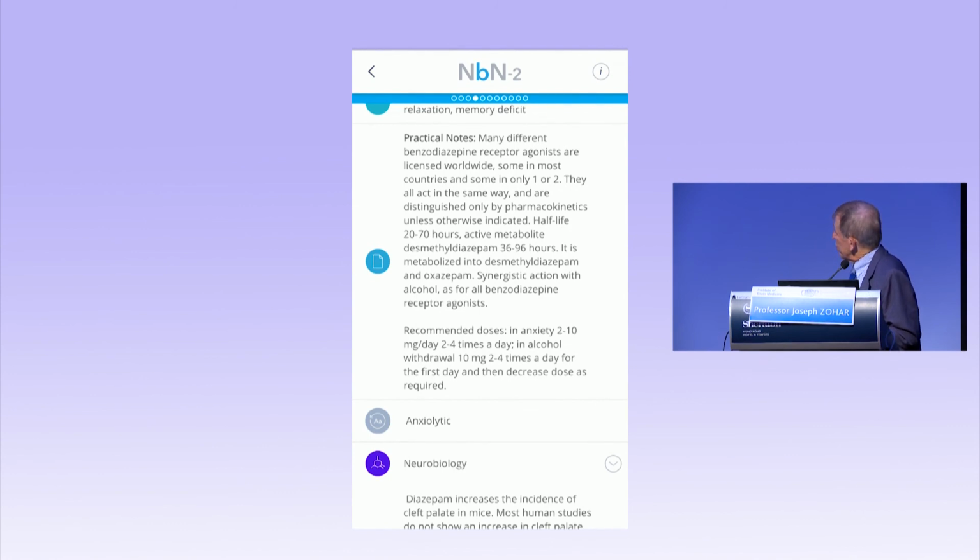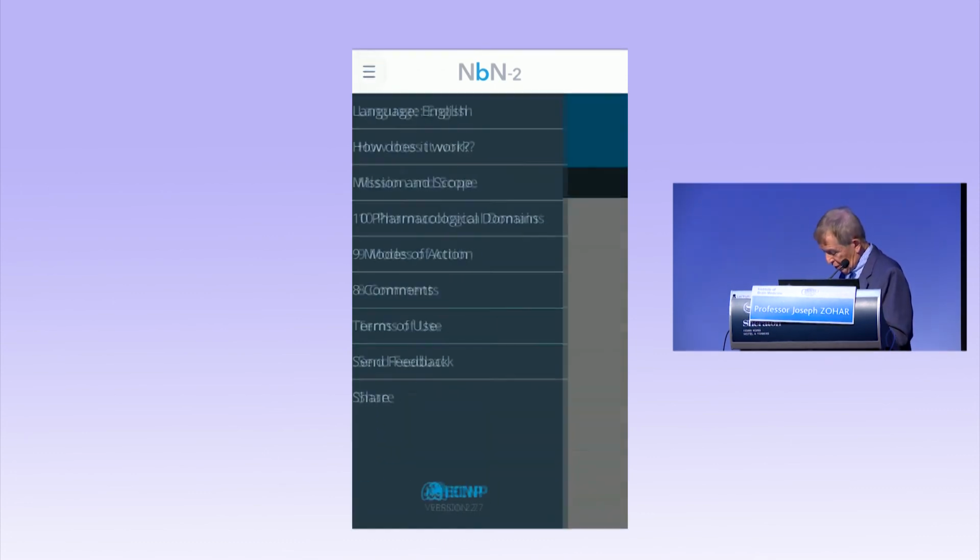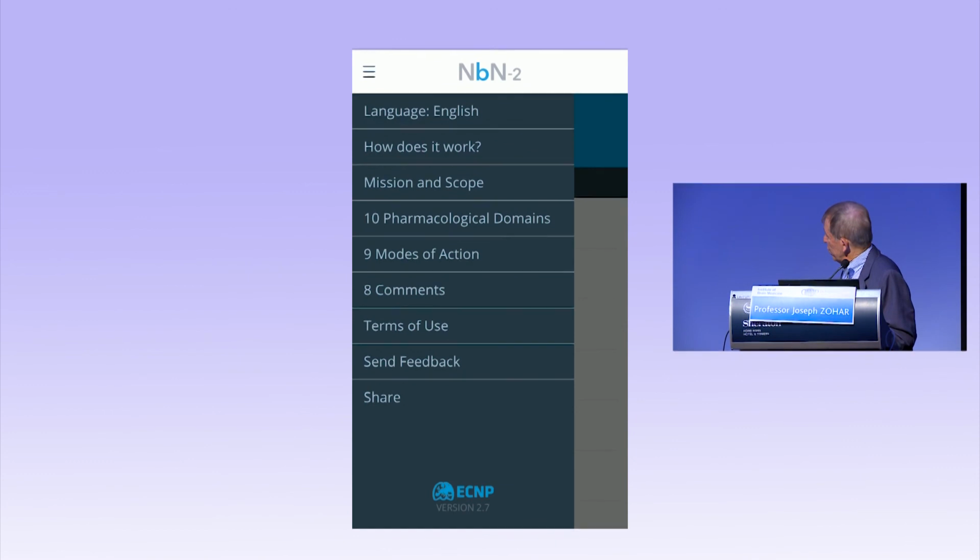In practical note: many different benzodiazepine receptor agonists are licensed worldwide, some in most countries, some only one or two. They all act in the same way and are designated only by pharmacokinetics and so on. So basically it gives us very important clues regarding pharmacokinetic properties. Let me point out to you one of the most important parts of this. You push there, and then you get, what I was talking about, the pharmacological domain and mode of action.